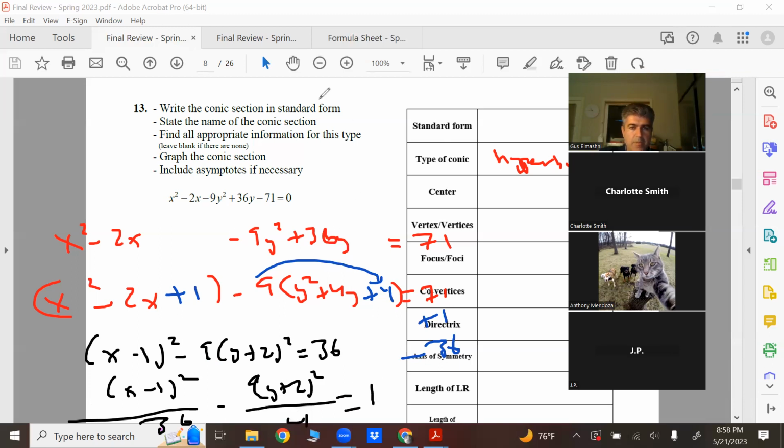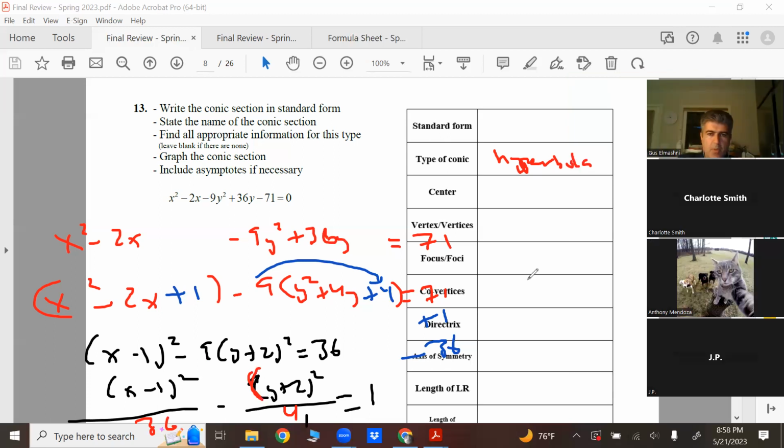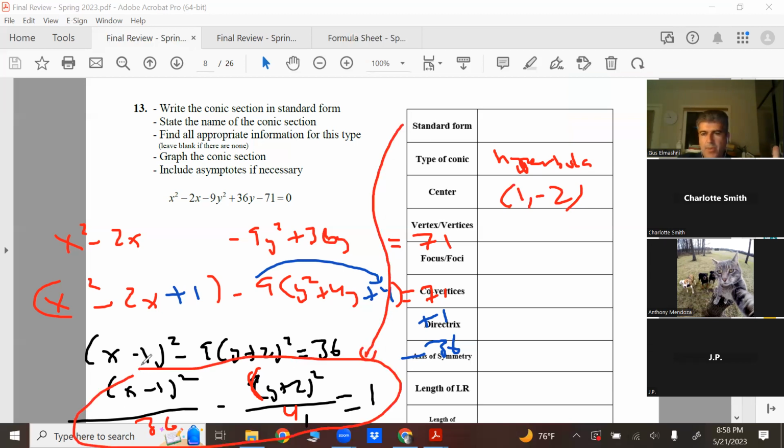Let me write that in red so it shows up a little better. So that's a parentheses there. So now I know my center. My center is at 1, -2, because you have to compare it to the standard form. Standard form I already have down here. I don't feel like writing it. If you did on the final, totally fine. Just draw an arrow and point towards it.